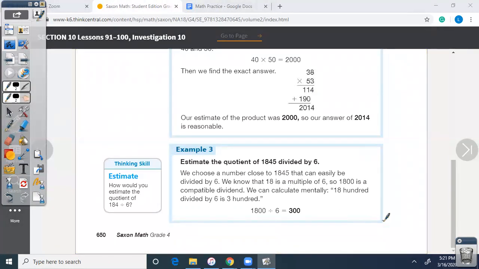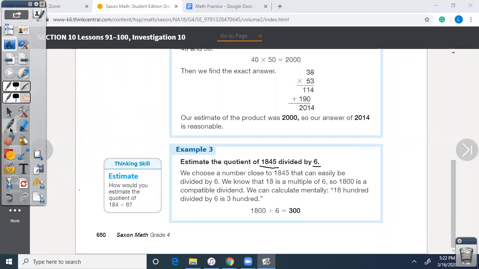Product is multiplication, so let's think about it. Quotient is probably division. So we are going to estimate the quotient of 1,845 divided by 6. Okay, this one's a little bit tricky. There's not a perfect way to know how to do it. You don't have to round to the nearest 10 or the nearest 100. There's not one specific way that you have to do it. You're just going to think, what number could 6 go into easily?